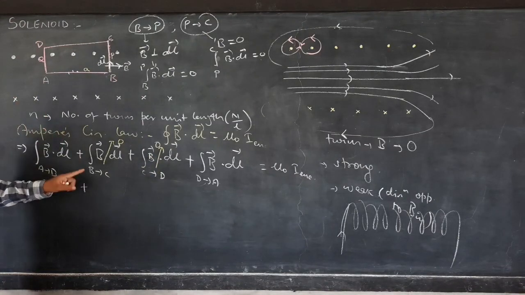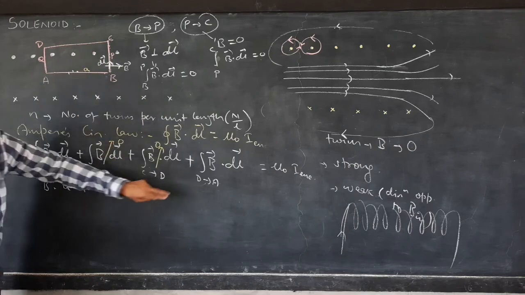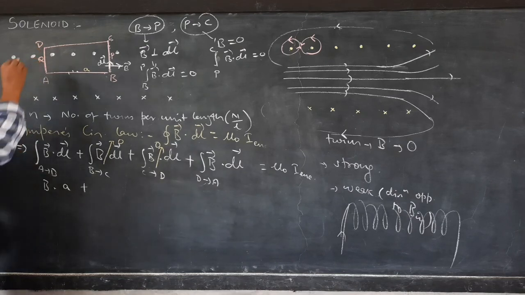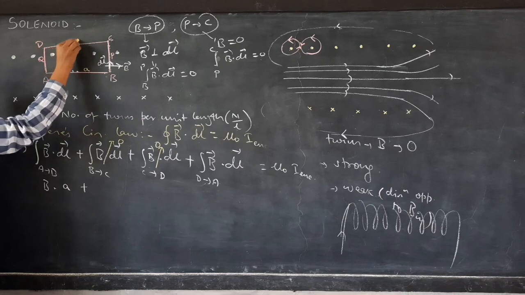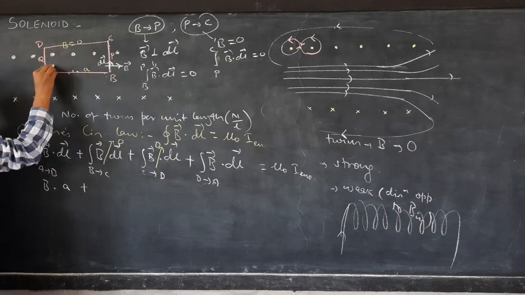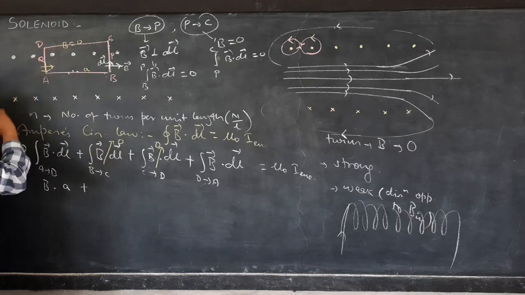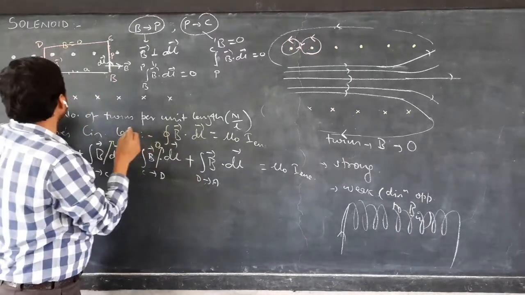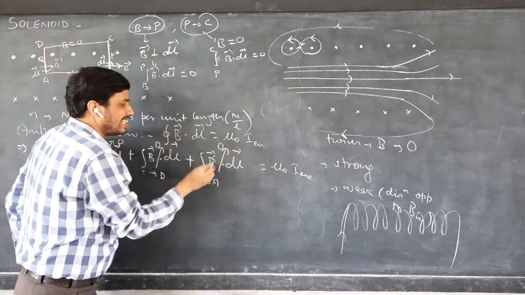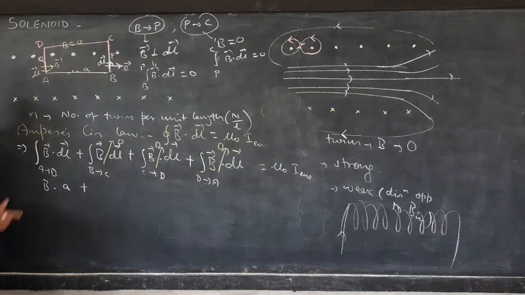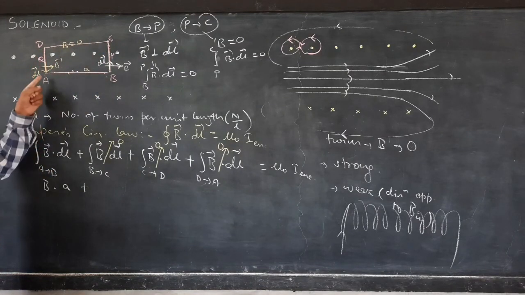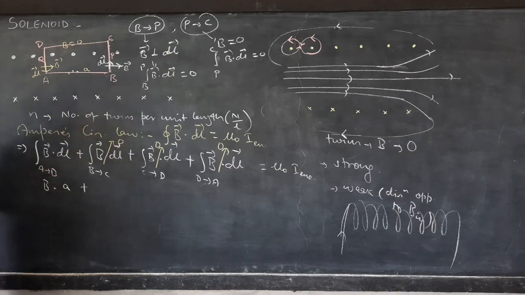Now whatever reasoning we have done from B to C, the same will follow from D to A. D to A will come in two steps. First from D to Q, then Q to A. From D to Q, B is 0, and from Q to A, the magnetic field is perpendicular to the dl vector. So B and dl vector are perpendicular. That's why for the path D to A, the total integral of B dot dl also becomes 0. So out of these four paths forming a closed loop, only the path AB will contribute to the integral.